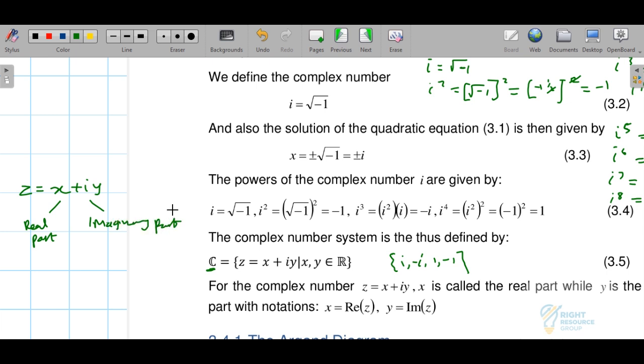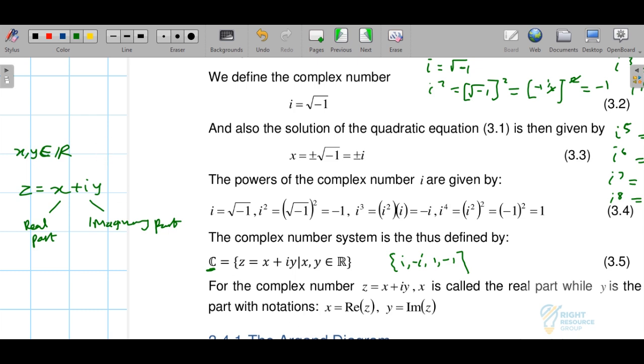Now note that a complex number is also called imaginary numbers, right? So this part is the imaginary part and this part is the real part. But the values of X and Y are real numbers. If you remove this i, Y is a real number, right? So X plus iY is how complex numbers are represented.